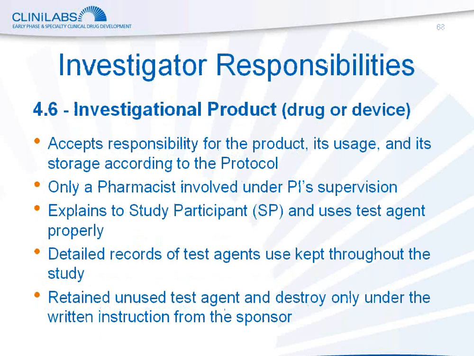The sixth item is the investigational product, the drug or the device. The PI is accepting responsibility for the product, its usage, and its storage. A pharmacist should take care of the drug product under the PI supervision. You need to explain, yourself or through your staff, to the study participants the use of the test agent or investigational product. You need to maintain detailed records of drug accountability throughout the study, and also retain the investigational product or test agent until it's destroyed or returned to the sponsor.